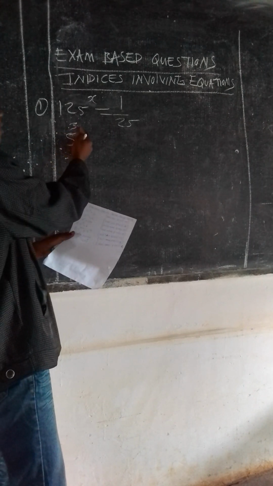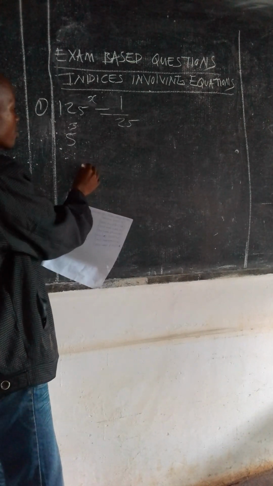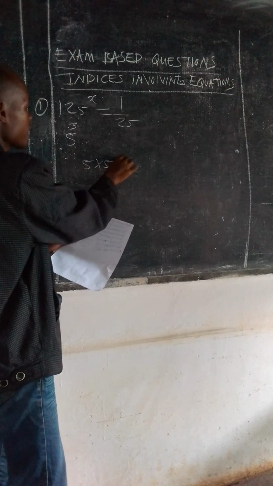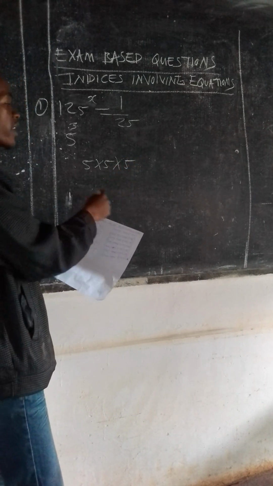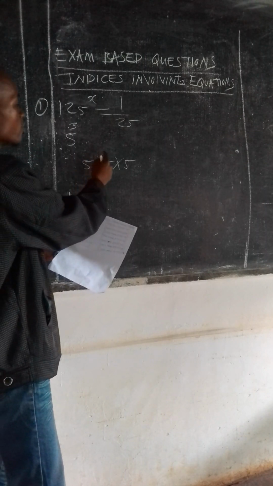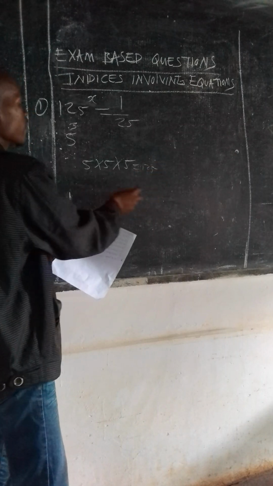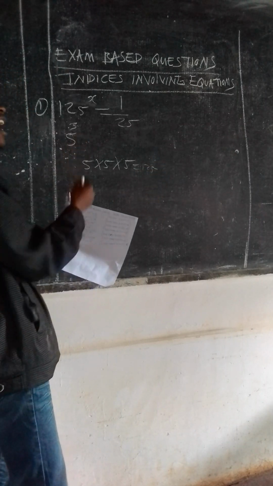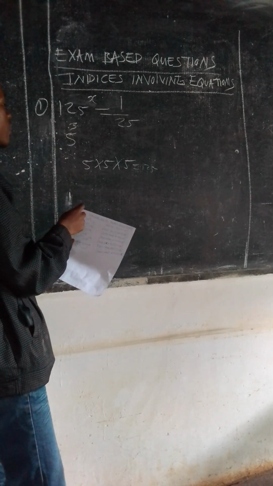This 5 to the power 3 represents 125 because 5 times 5 times 5 is equal to what? To 125. 5 times 5 is 25. Then 25 multiplied by 5, you get 125. Meaning 5 power 3 has not changed any value, it represents 125.